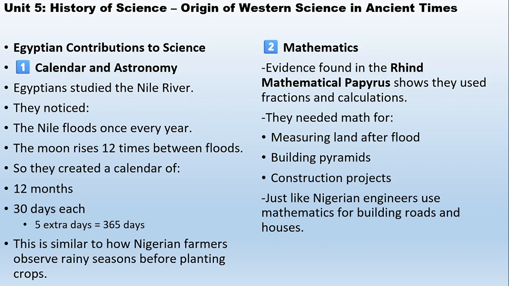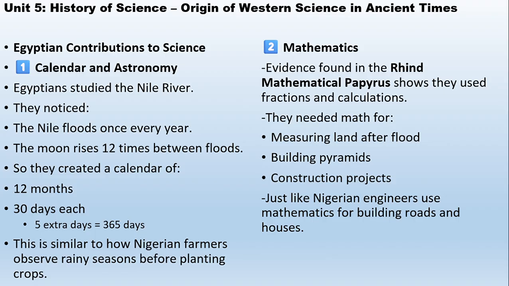So the second contribution they made was mathematics. They were able to prove to us that the Rhind mathematical papyrus shows they used fractions and calculations. So they needed math for measuring land after flood. They needed math for building pyramids. They needed math for construction projects. Math is essential for these three things.